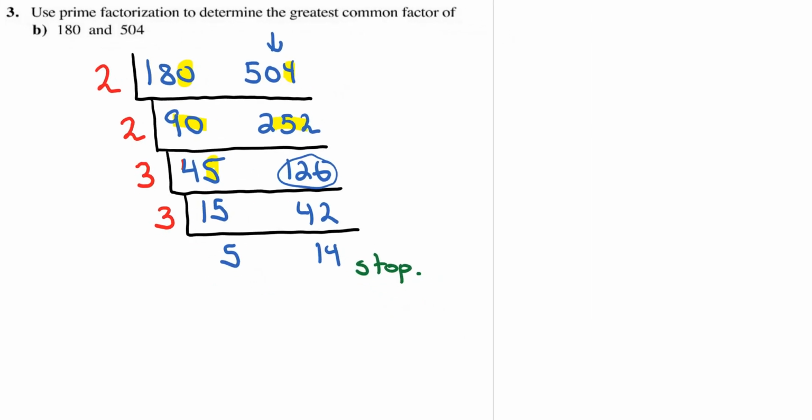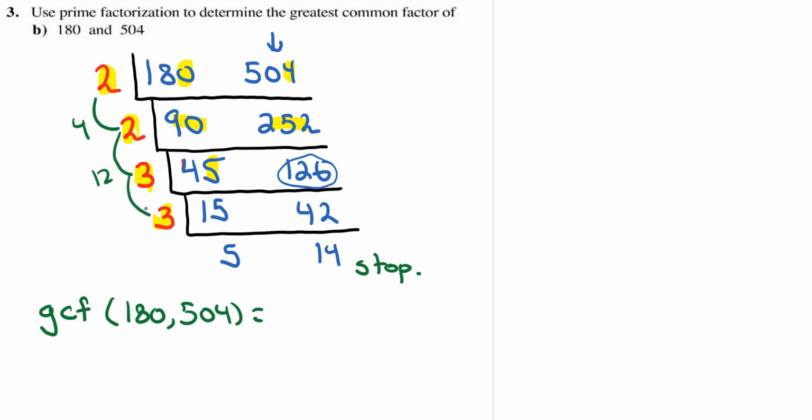Okay, in order to find my GCF now, the greatest common factor of 180 and 504, is simply going to be all these red numbers being multiplied together. So 2 times 2 is 4, 4 times 3 is going to be 12, and 12 times 3 is going to be 36. So 36, and there's my final answer for that particular problem. Okay, let's keep on going.